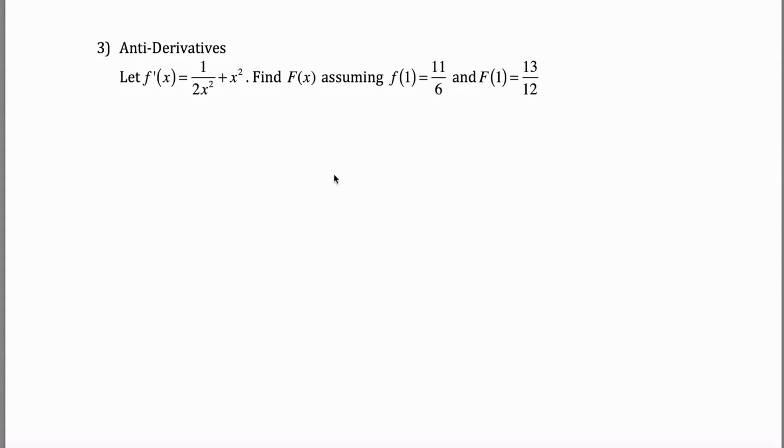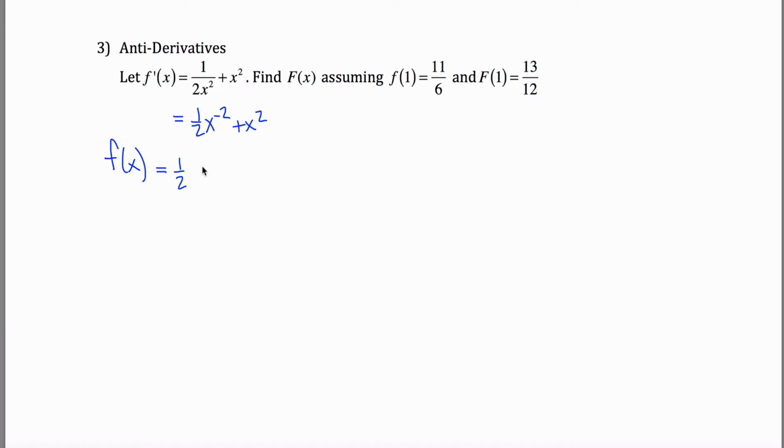Move on to the second page, antiderivatives. We're told the derivative of some function is this guy, and we're asked to find the antiderivative. So it'll be kind of 2 iterations, first to get to the function, and then to find the antiderivative. So let's first find f of x. Actually, what I would first do is rewrite this thing as 1/2 x to the negative 2 power plus x squared. Makes it a little bit easier to find the antiderivative.